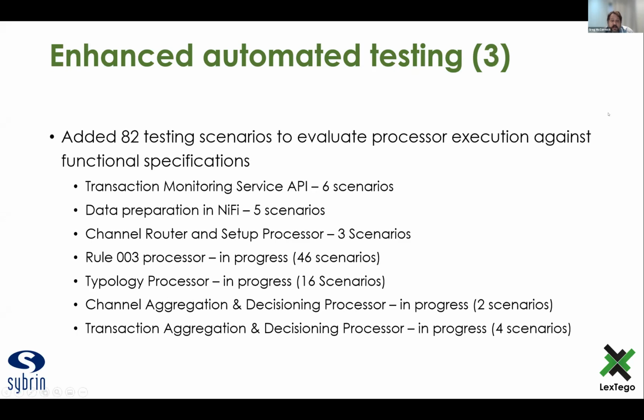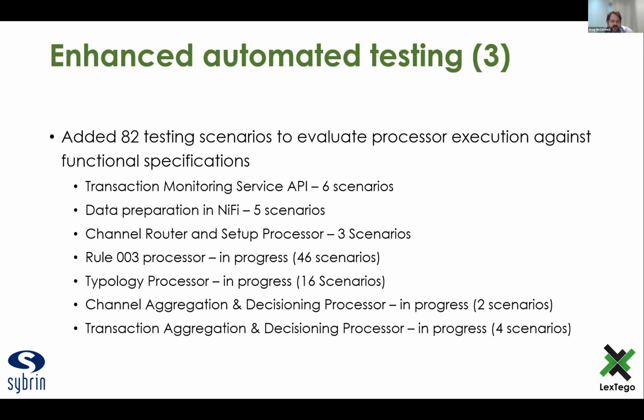So all in all, we've added 82 testing scenarios to evaluate the processor execution. And basically, we need to be able to test specific functions and the outputs of those functions. So to the TMS service, the transaction monitoring service, we've added 6 scenarios, 5 scenarios as far as the data preparation and NiFi, 3 scenarios for the channel router and setup processor. But as you can see, there's 46 scenarios that were added to the 003 processor for that particular rule. It covers a lot of different components, so it gives us a lot of coverage there.